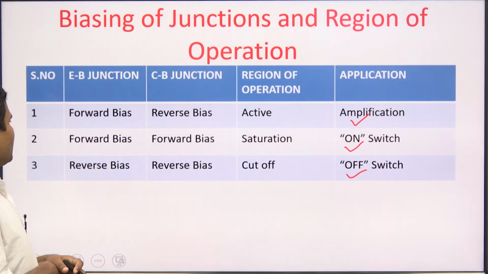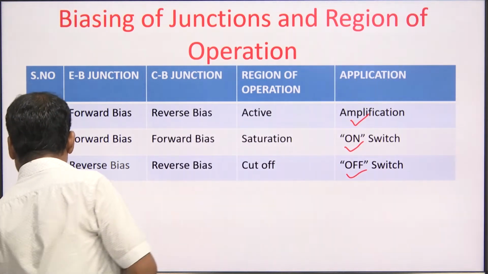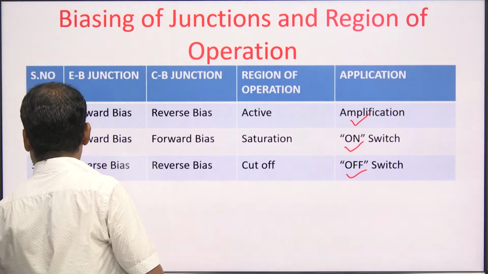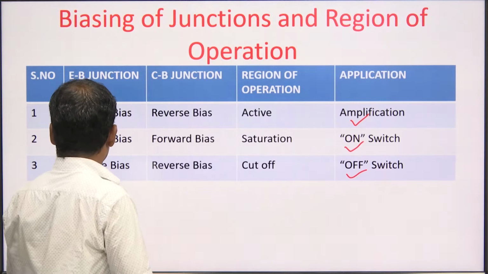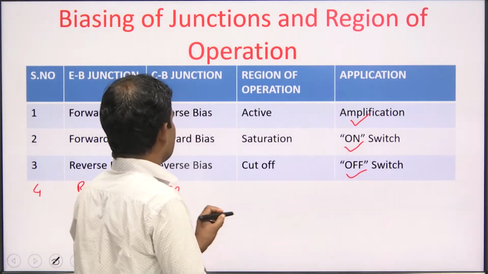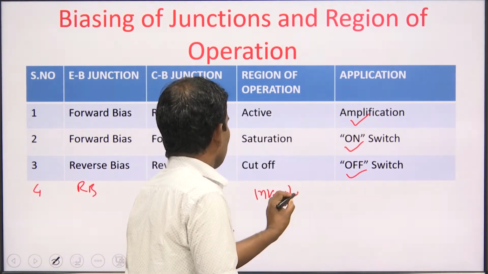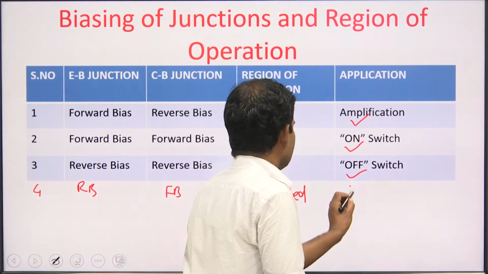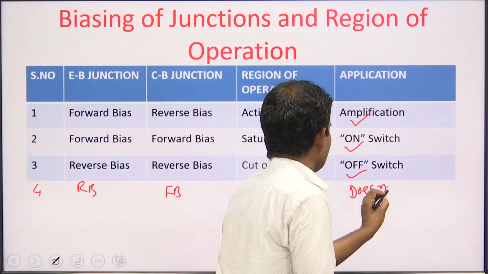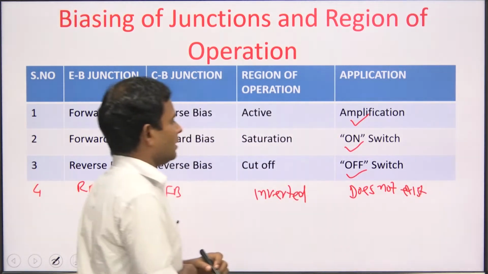Now, the fourth connection may be written as follows. The fourth connection is like this: this is the reverse bias and this is the forward bias. In this condition it is called inverted, that is, the opposite of the transistor working, and it does not exist. Why does it not exist?